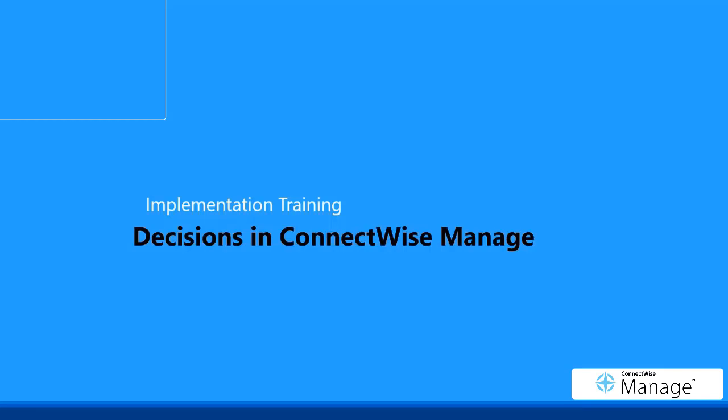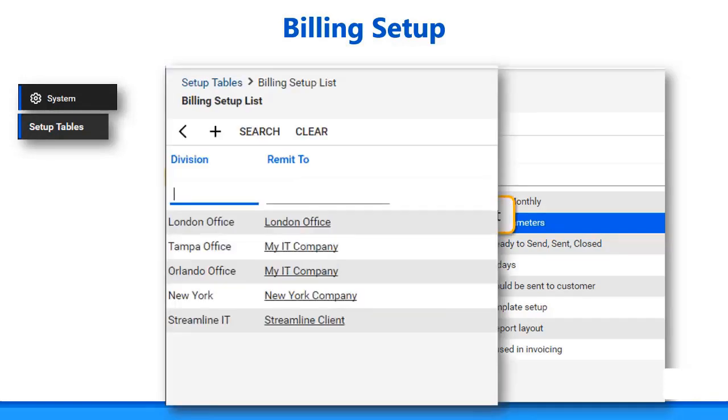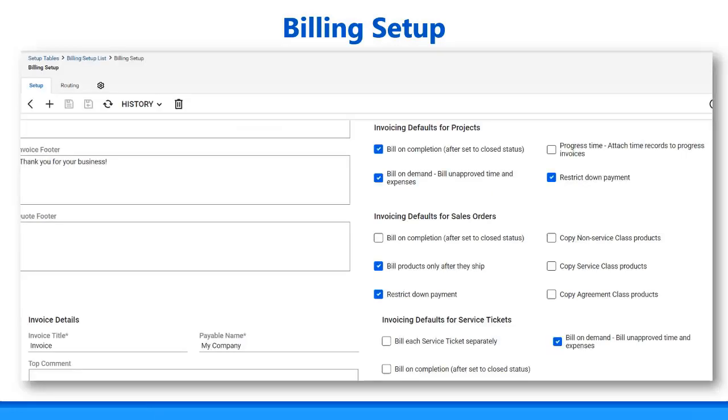Now let's look at where you enter your decisions in ConnectWise Manage. In the Setup tables, in the Invoicing category, click Billing Setup. Earlier, we talked about the 3 parameters for our service ticket billing setup. To see those options, click on an invoicing location. Here we can see all invoicing parameter defaults for service tickets, for projects, and for sales orders.